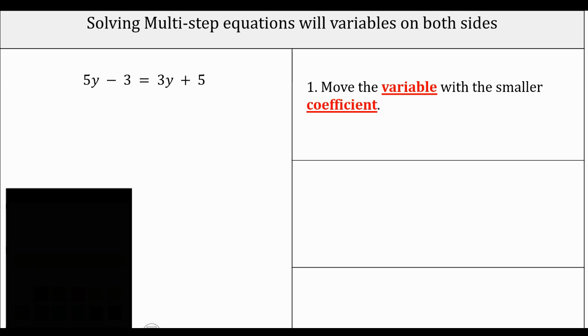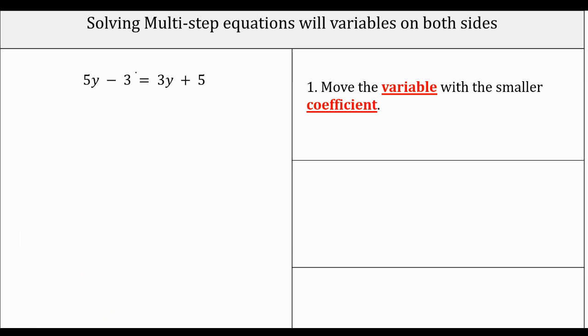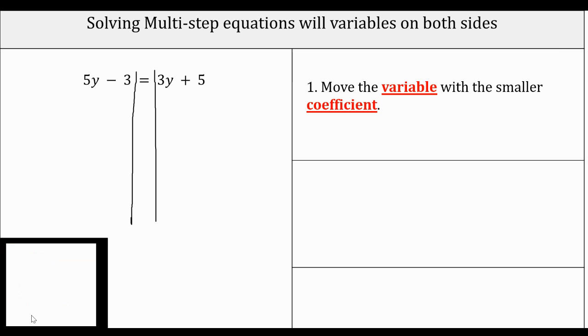Make sure they actually look like train tracks. And do it like this. Okay. So we're going to move that variable. We're going to move that 3y. And it's a positive 3y. There's no negative in front of it. So we are going to subtract it on both sides.